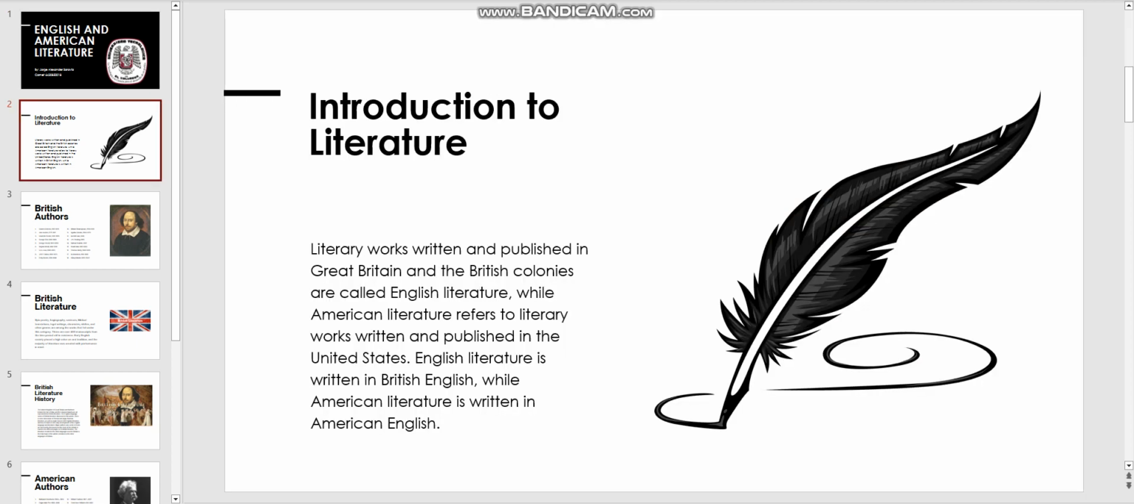Introduction to literatures. Literary works written and published in Great Britain and the British colonies are called English literatures, while American literatures refer to literary works written and published in the United States. English literature is written in British English, while American literature is written in American English. This is the introduction that I have on this slide.